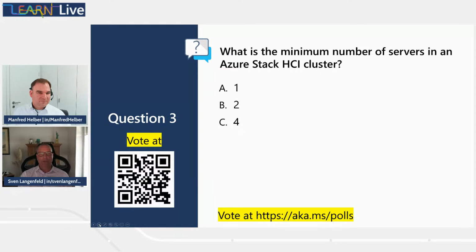So question number 1 is, what is the minimum number of servers in an Azure Stack HCI cluster? Is it A, 1, or B, 2, or C, 4?